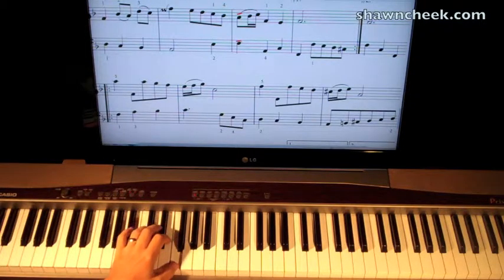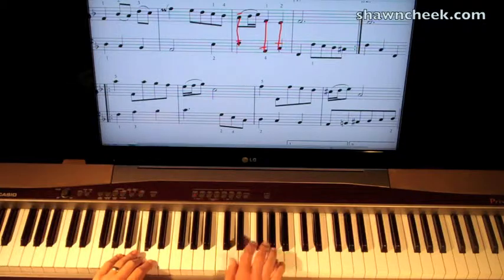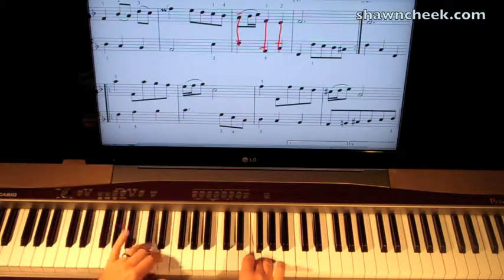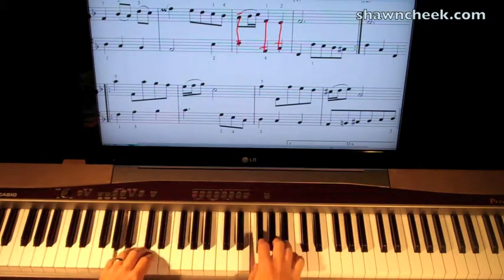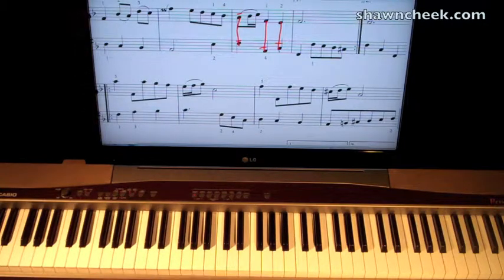F on the left hand, A, up to C, okay? Put our hands together, and then we have 1 and a 2, 1, 2, and 3, and well, I should have just played that one measure. Okay? And then the last measure, we have an F on the right hand. The left hand is going to have a low F.